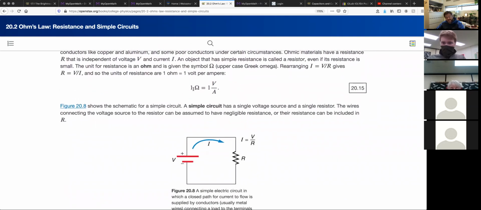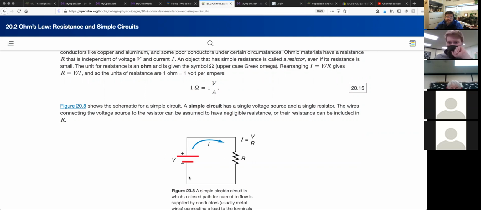And this symbol here is the capital Greek letter omega. It's the equivalent of W, I guess, in our alphabet, but it's the last letter in the Greek alphabet. They don't have a Z, so that's omega, the ohms.